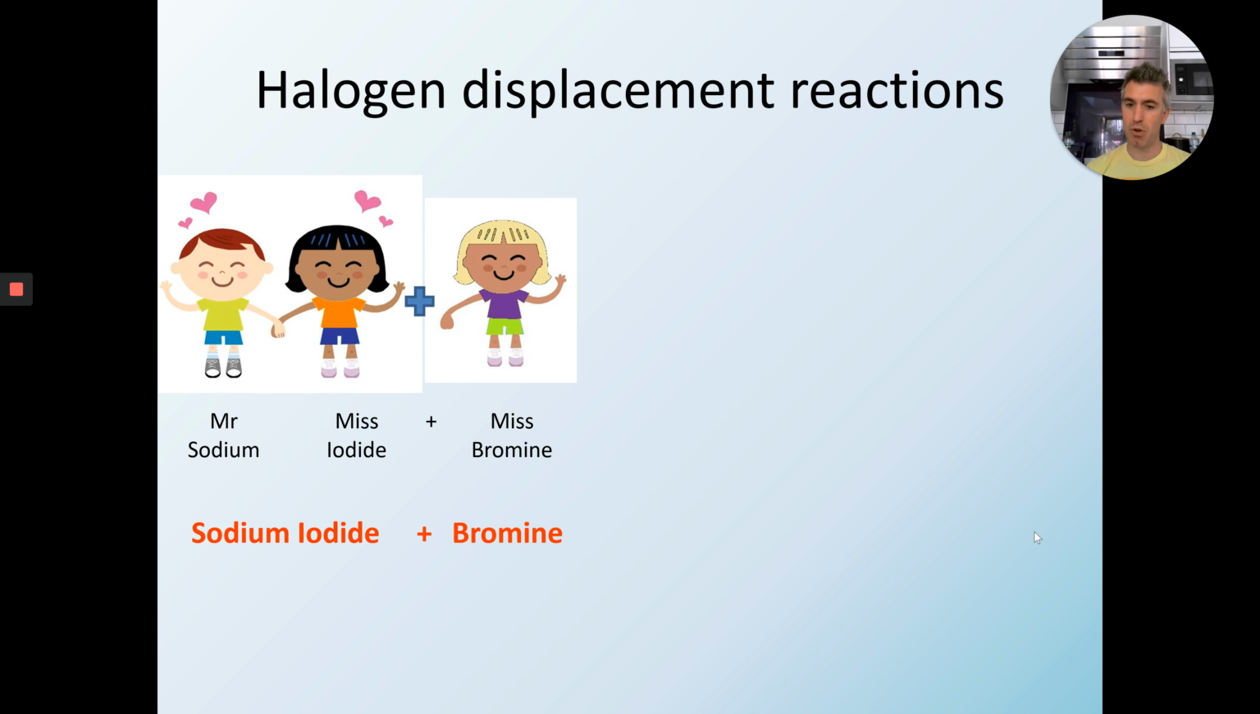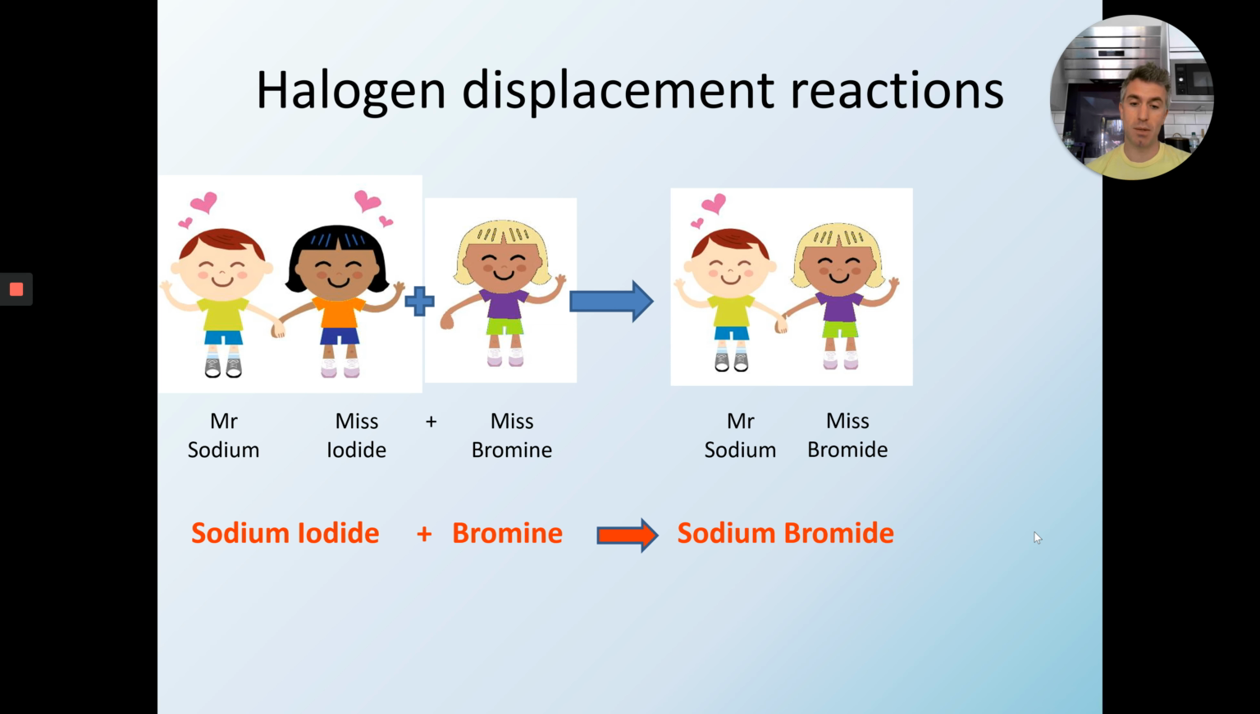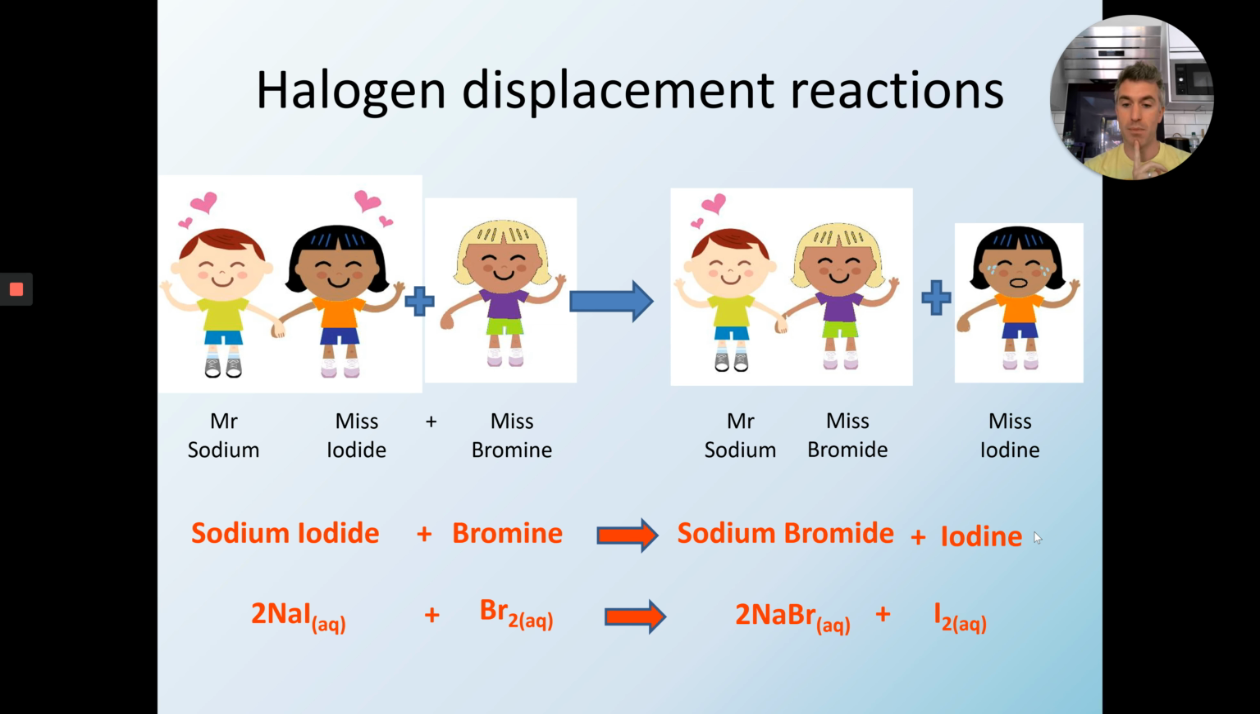But along comes Miss Bromine. Check her out. She's higher in the periodic table, so therefore she is more reactive than Miss Iodine. And Mr. Sodium, he just loves the reactive element. He doesn't love Miss Iodide for what she is. He loves her for what she can do. And Miss Bromine, she can do more. So what happens is Mr. Sodium dumps Miss Iodine and heads off with Miss Bromine. She becomes Miss Bromide. Miss Iodide goes back to Miss Iodine.